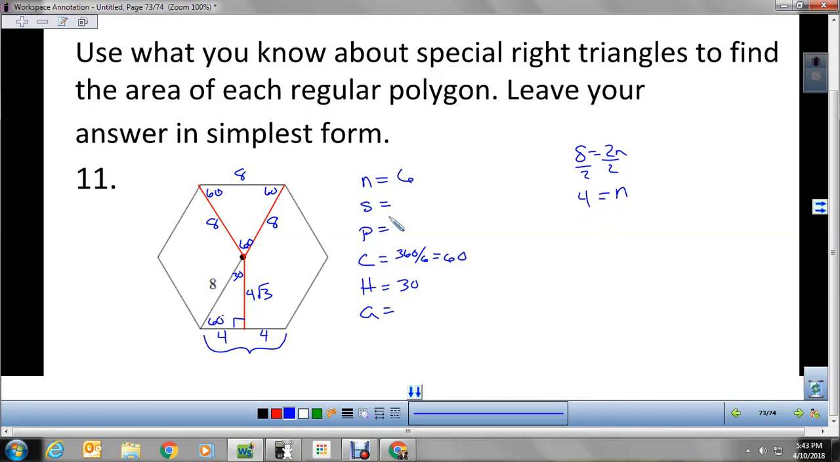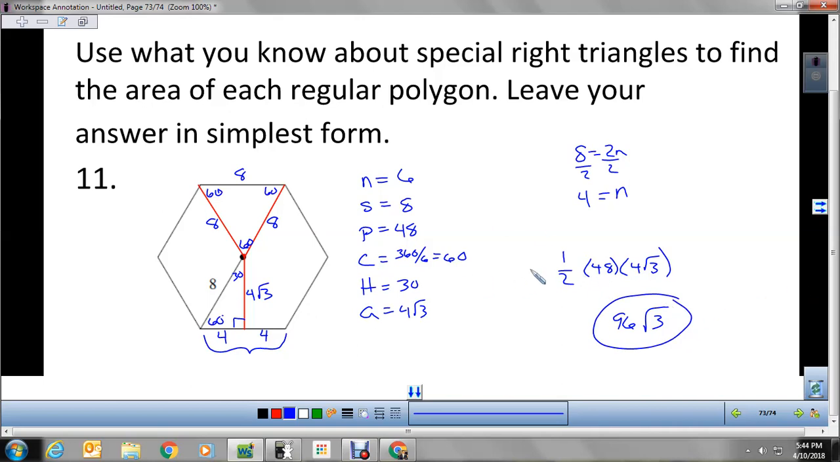That'll be useful for other problems as well. So the side length here is going to be 8. Perimeter 48. Apothem is going to be 4 radical 3. So 1/2 times 48 times 4 radical 3. Once again, there's only one radical, so radical 3 will be in our answer. And we'll take half of 4 times 48, which is going to give us 96 radical 3.